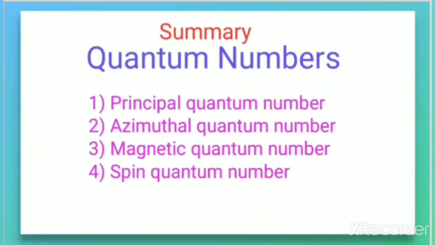So thus we have discussed the 4 quantum numbers. These quantum numbers actually describe each electron in an atom in different orbitals. So there are 4 quantum numbers here: the principal quantum number, azimuthal quantum number, magnetic quantum number and spin quantum number, from which the principal quantum number is represented by small n, the azimuthal quantum number by L, the magnetic quantum number by ml and the spin quantum number by ms.